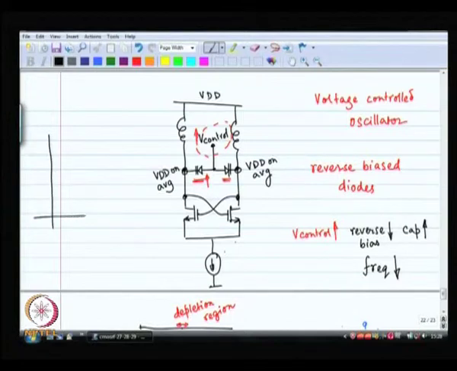So, overall what you are going to see is, if you plot V control on the x axis and the frequency of operation on the y axis, then you are going to find that there is some sort of negative behavior.